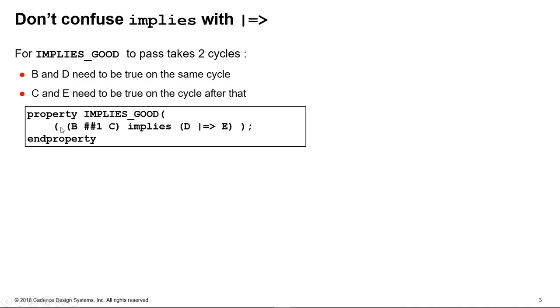So if we write this, on the left-hand side, our left operand is B followed by C, a sequence, implies that this property D implies next cycle E is true. So in order for that to have passed, it takes two cycles. B and D, because they're evaluated concurrently, need to be true on the same cycle. And then C and E need to be true on the following cycle in order for that to pass. Let's see an example now.